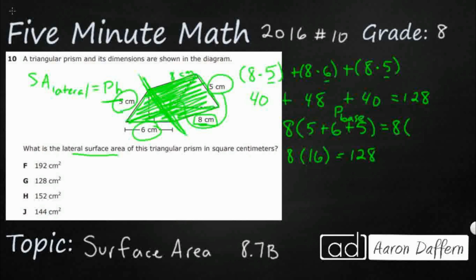And guess what that 8 is? That 8 is the height. So it's the perimeter of the base times the height, and that's what our surface area equation is, the lateral surface area. You simply find the perimeter of the base, so that would be 16, and then multiply by the height, 8. Either way you solve it, you're going to get the answer of G.